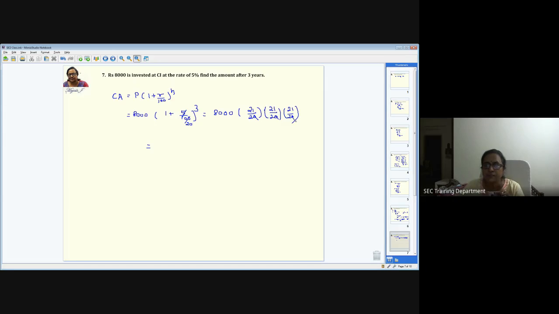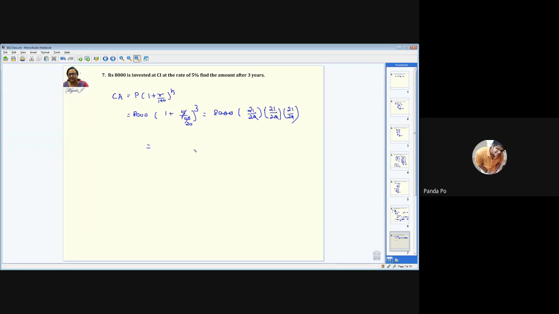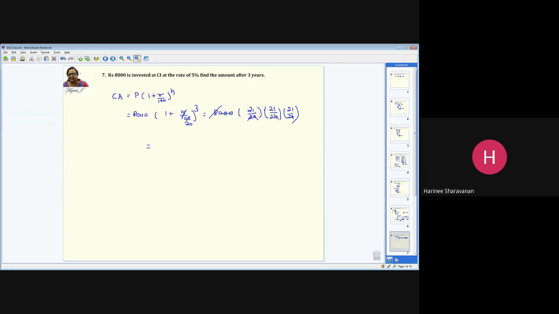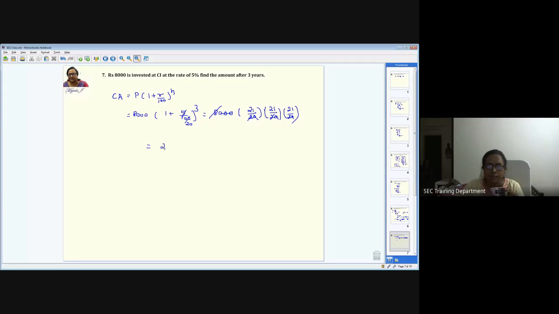The 3 zeros, we can cancel with these 3 zeros. 2 into 2 into 2 is what? 8, ma'am. 8. So 9,261. So what you have is nothing but 21 cube. What is 21 cube? 9,261. 21 square, you know that, 441. I hope you know that.